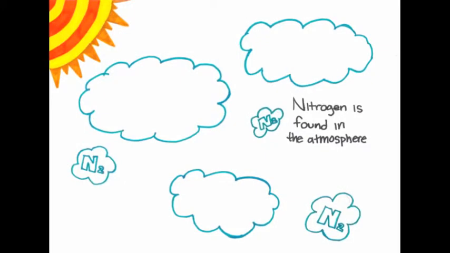Nitrogen is found in the atmosphere, most times in the form of dinitrogen gas. This serves as the abiotic reservoir. While the atmosphere is 78% nitrogen, it is in a form that the majority of producers cannot use and therefore must be converted into other forms.